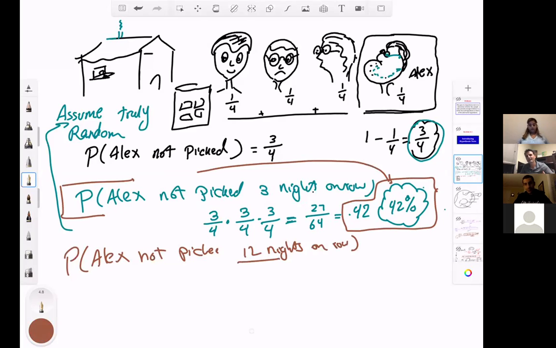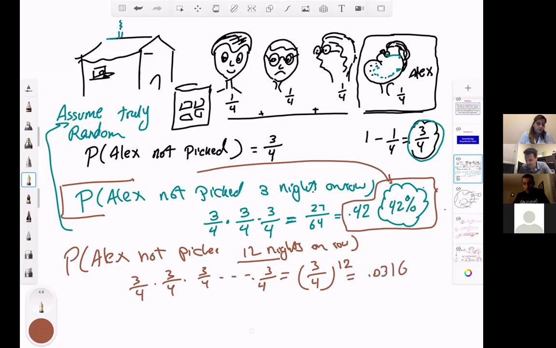But let's calculate the probability. So we're going to have 3/4 first night, 3/4 second night. So we need to multiply this one 12 times. Or 3/4 to the power of 12. What do we get? We get 0.0316, which is approximately 3%.